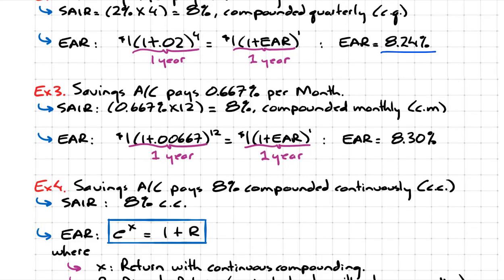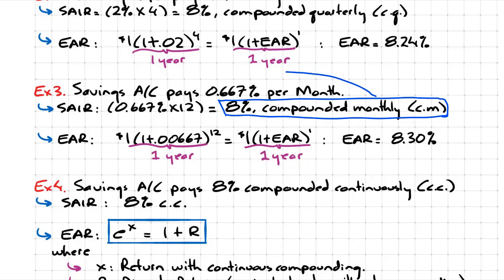Third example. Suppose that the bank promises to pay you 0.667% per month. So how would they quote this? They'll say 0.667% per month over 12 months. So that works out to 8%. But then again, the bank has to tell you how often it's being compounded, and they'll tell you compounded monthly. Once again, you walk into the bank, you see this, but then you work backwards. You say, oh, 8% compounded monthly. That means the bank is going to be paying me 0.667% each month for 12 months.